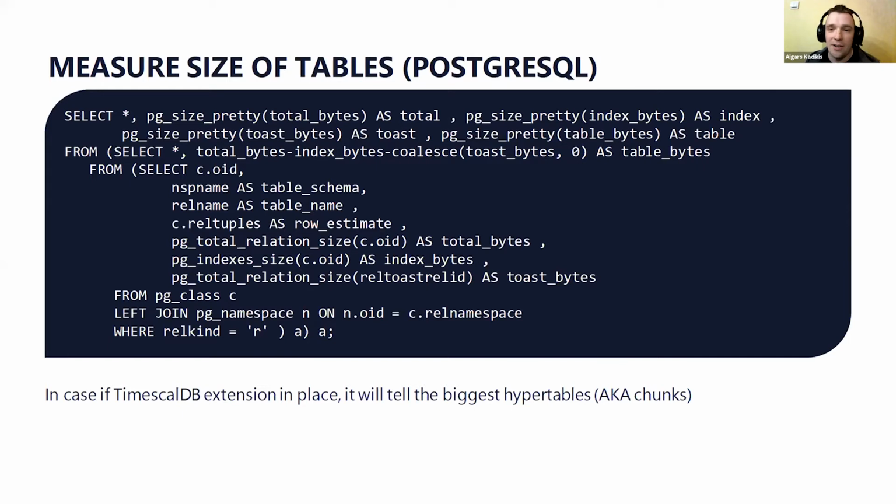Here's the query, and in case you have a very modern installation running with the TimescaleDB extension enabled, then this query will list the biggest hypertables, not the tables. It will take a few more seconds to look at the output and understand what's there, because a hypertable is like a chunk for a month or one day. There will be a lot of lines inside the output.